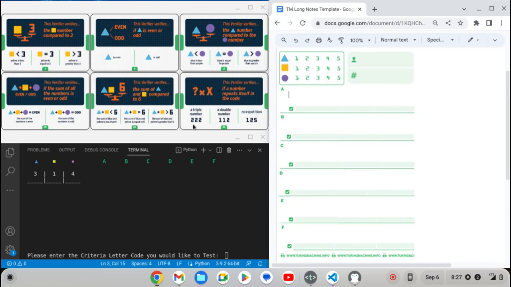And remember, the objective of today's puzzle is to find that unique 3-digit code that abides by all of the 6 criteria cards we just discussed. And we're going to start off with an initial proposal of 314. So the first thing I want to do is test criteria card B.